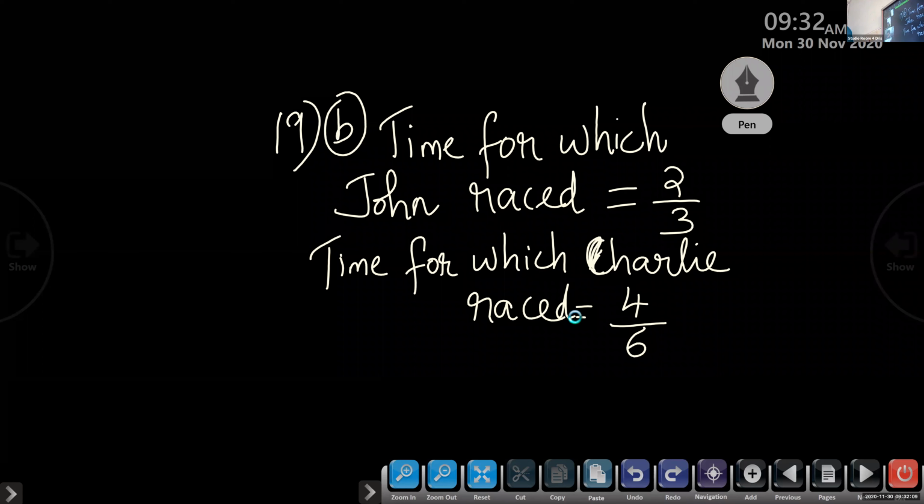So if you write the first sentence, time for which John raised, look at the question, 2 by 3. Then instead of John, write the same sentence with the name Charlie. Time for which Charlie raised. Okay, now draw the picture in the next. If you have place, you can draw.